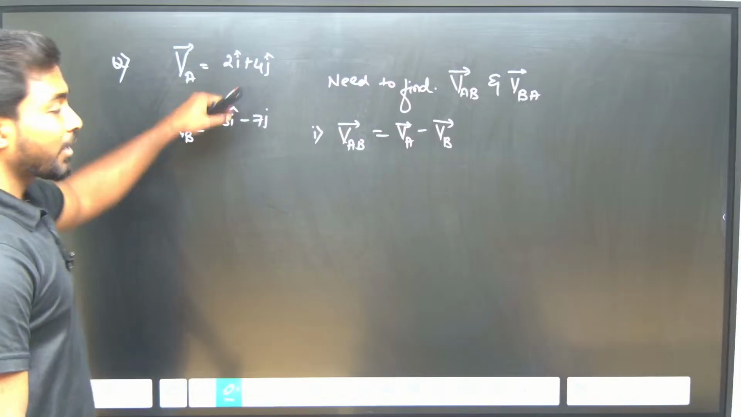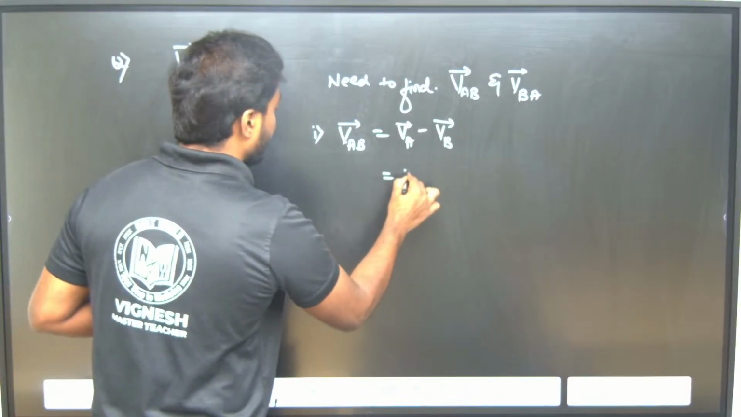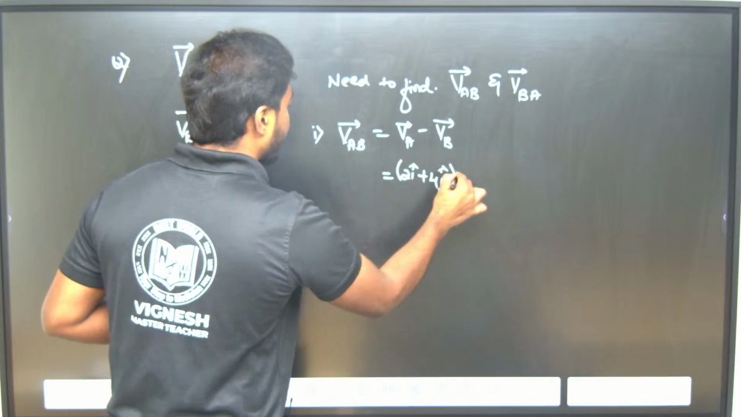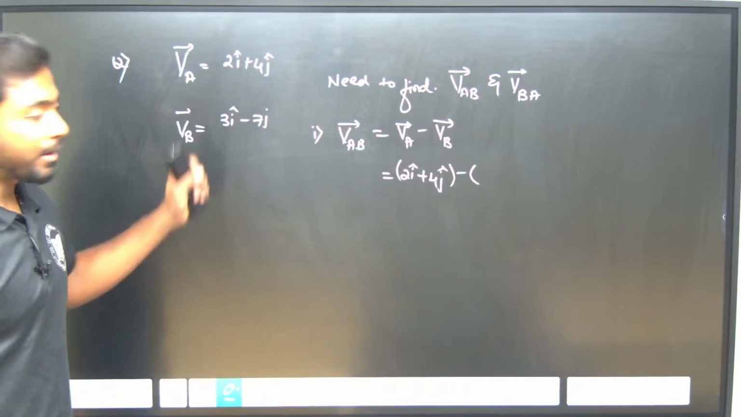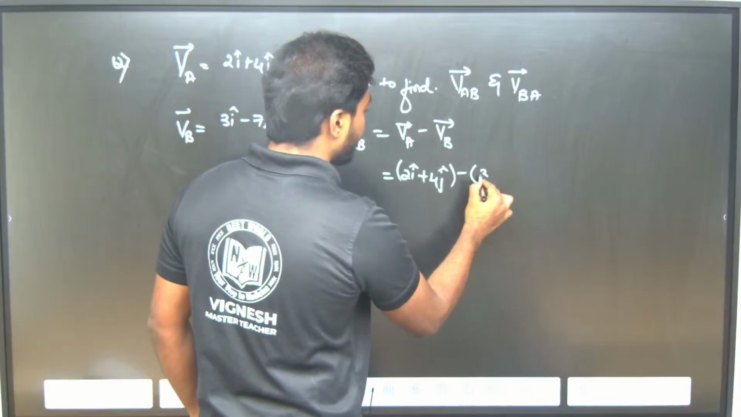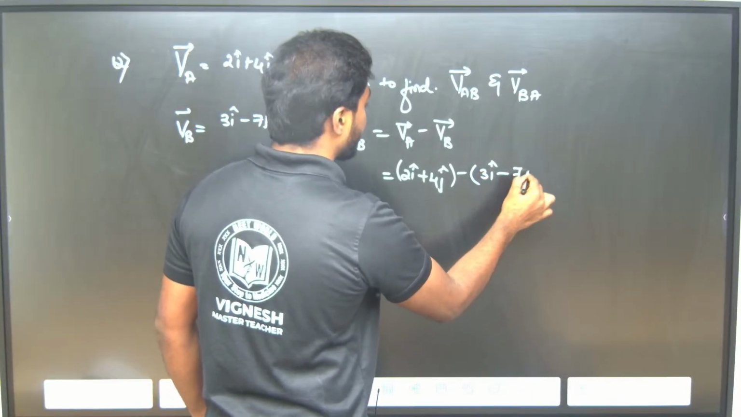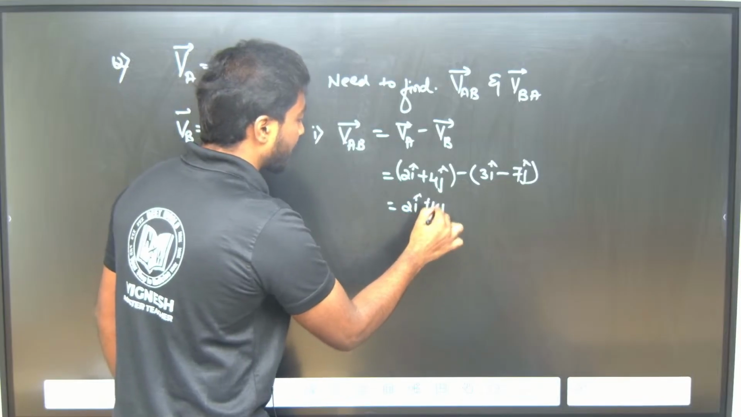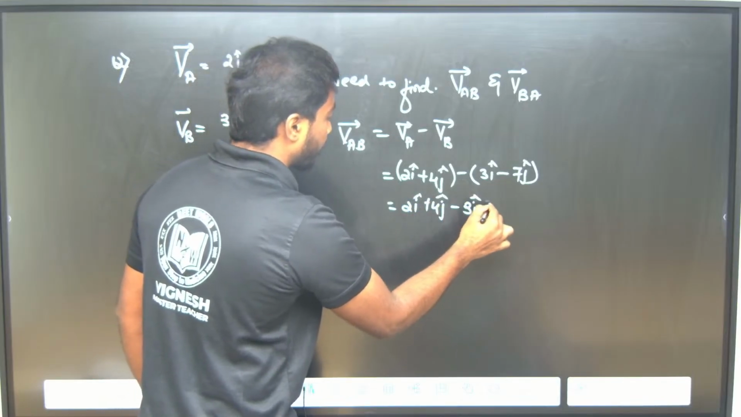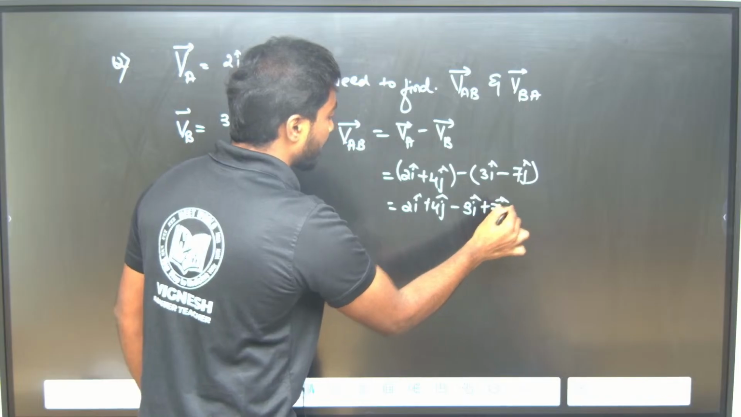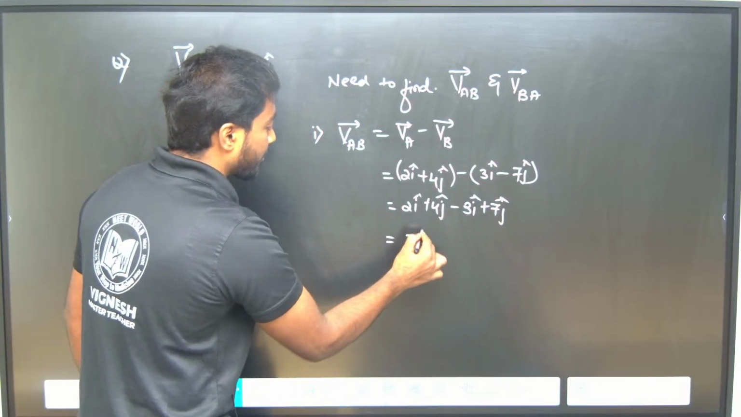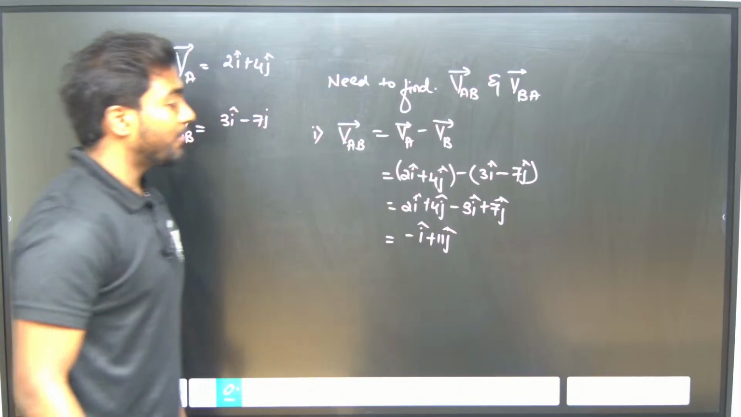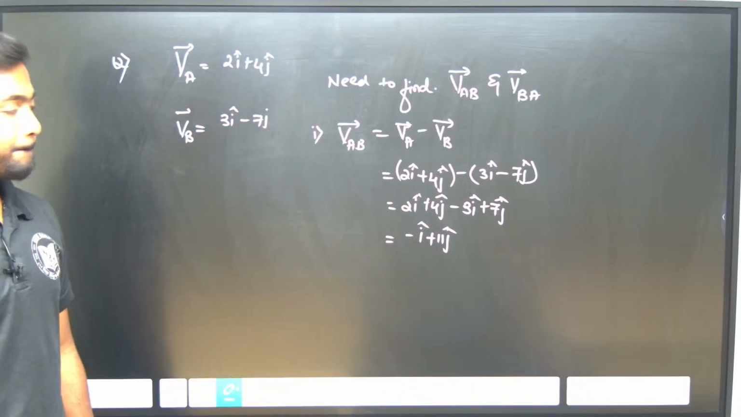What is velocity of A? Yes, 2i cap plus 4j cap minus 3i cap minus of minus 7j cap. So 2i cap plus 4j cap minus 3i cap minus of minus plus 7j cap, which is nothing but minus i cap plus 11j cap is the velocity of A with respect to B.